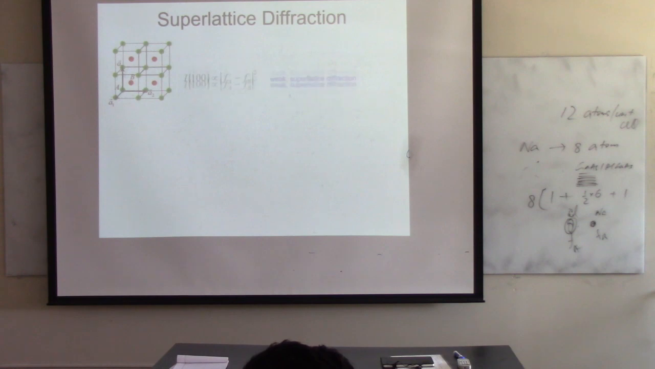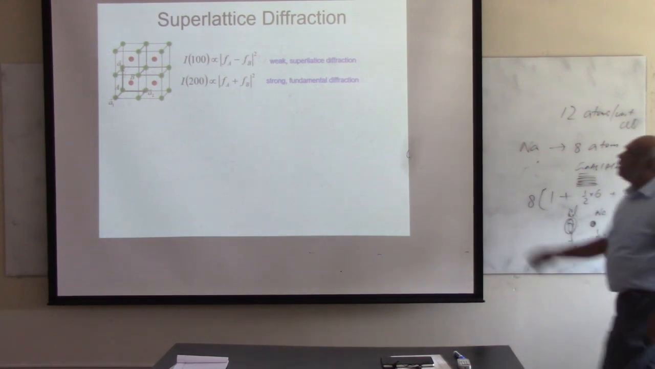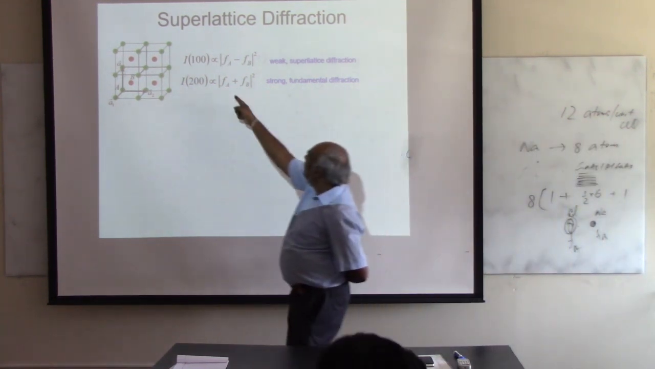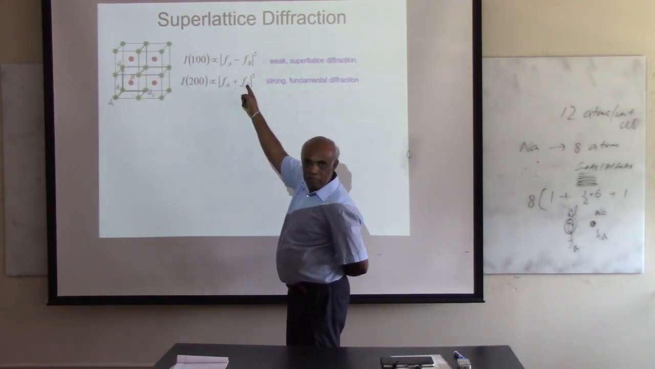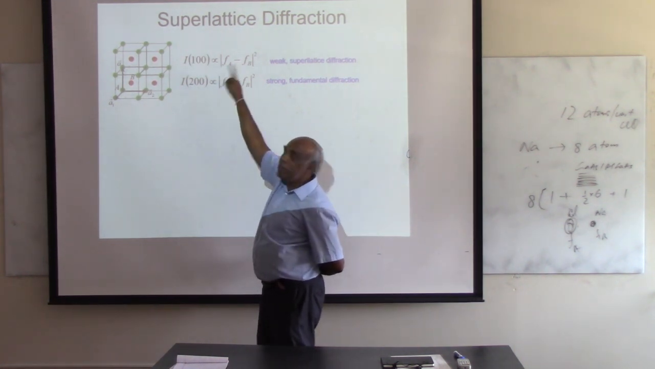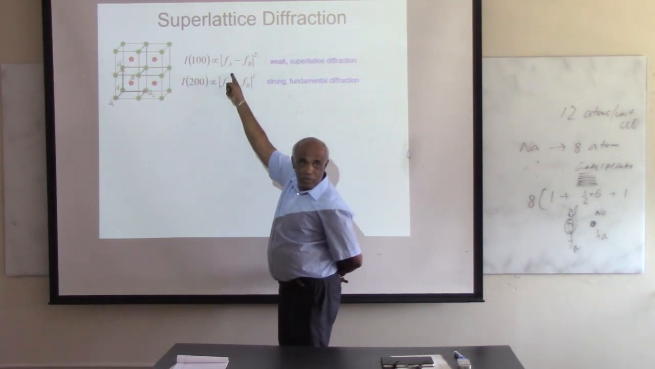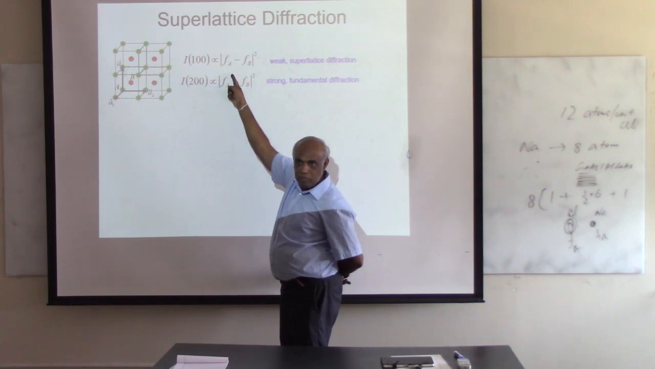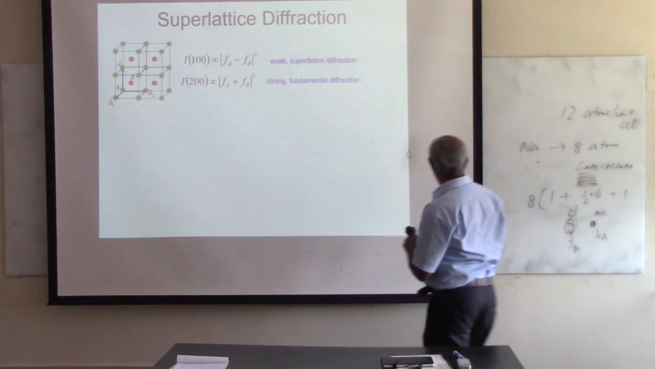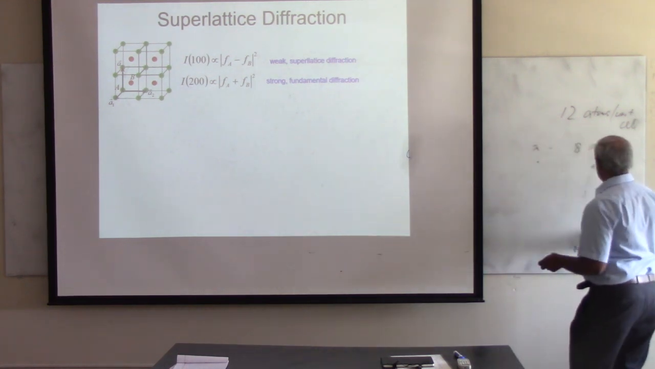So you can see these superlattice structures. We know that if they are all even, you get Fa plus Fb. If they are all odd, you get Fa minus Fb. But if they are two different atoms, this is not 0, right? You will see, so that's why, remember, this Fa plus Fb is for things like all even.